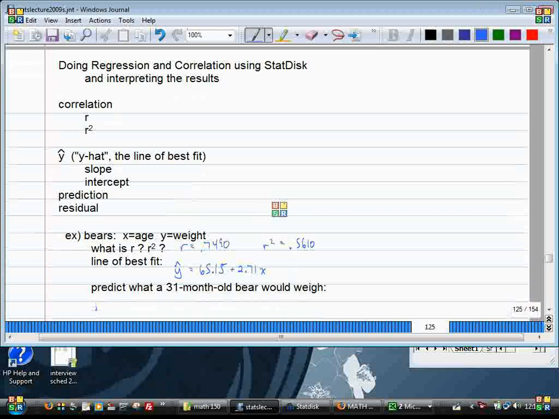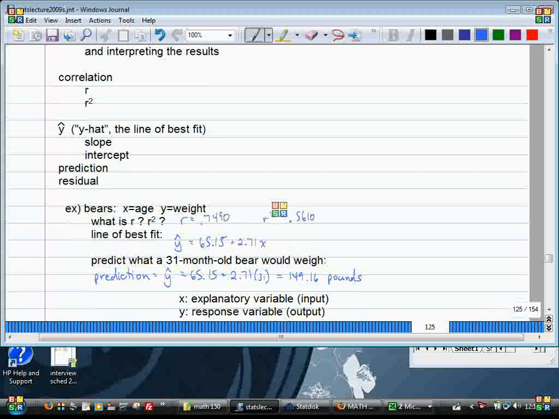So the prediction is y hat equals 65.15 plus 2.71 times what? What's x in this example? 31. And if you just calculate that, you get 149.16. And remember, this is a weight, so it's pounds. Okay. So again, the idea is that if you tell me the age, I can tell you the weight, or at least a prediction for the weight.